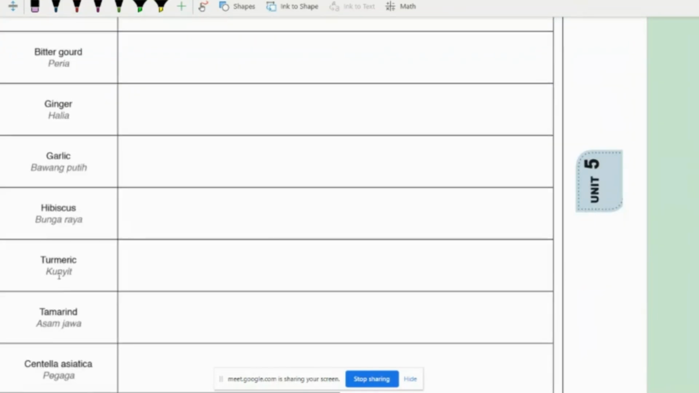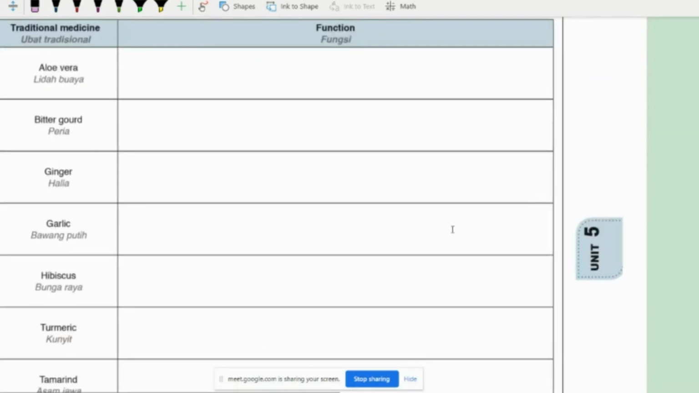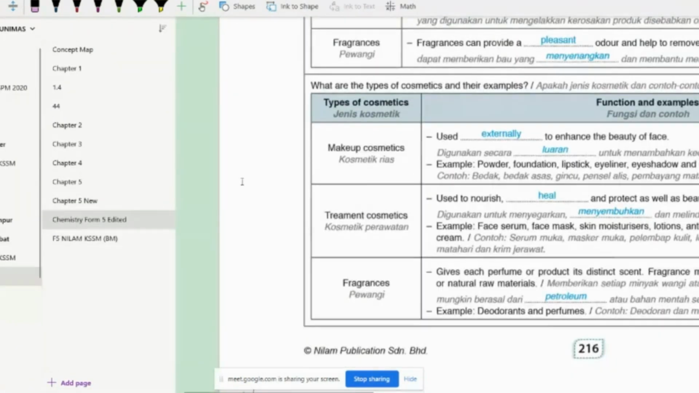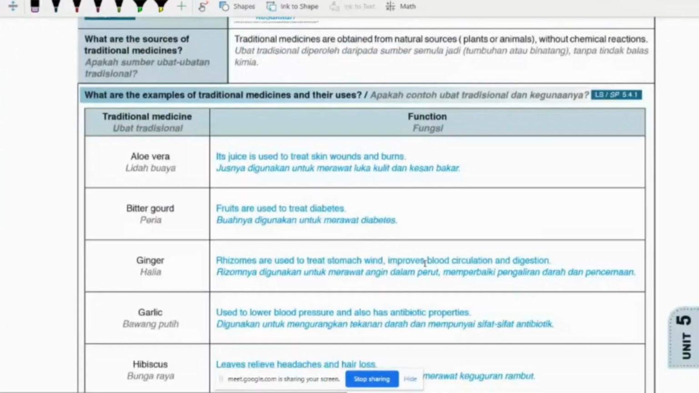And then for Chinese, we have Chinese traditional medicine. Malays, you have the Malay one, right? Iban, you have Iban's traditional medicine. Actually, a lot. So it's actually quite difficult for the question to ask about the traditional medicine, the function and so on. So for this one, I'd like you to just note down the function. Normally it's not that popular at the SPM level.